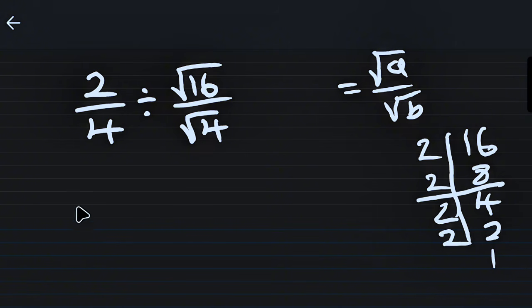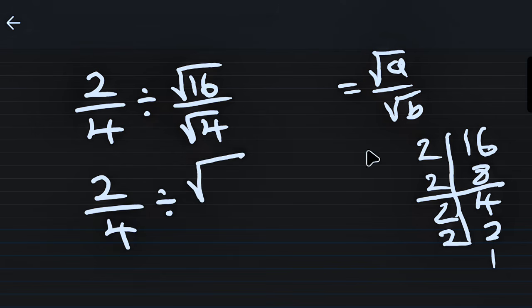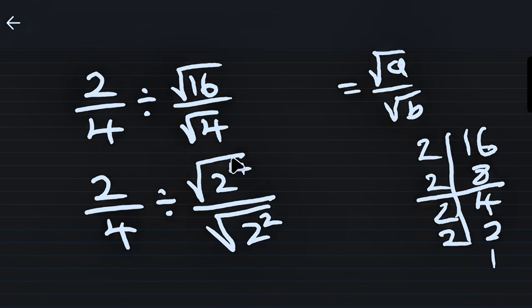So from here, we start from this 4 and 2 here. Okay, so we are going to write this as 2 over 4, then divide by the square root of 16, which is 2 exponent 4. So we have 2 exponent 4. Then divide by the square root of 2 squared, which is 4.